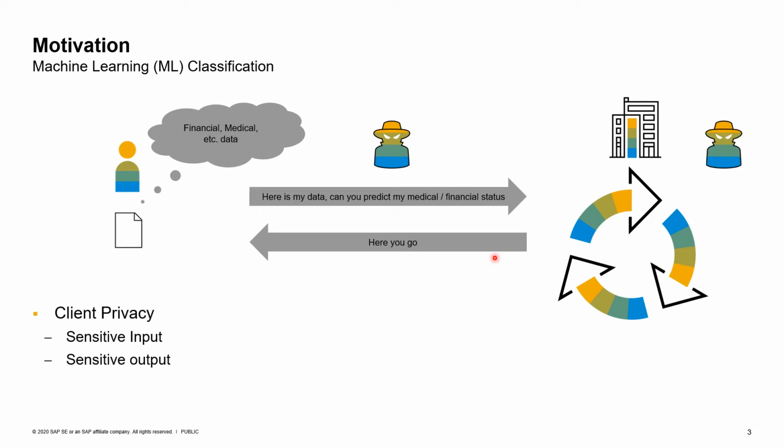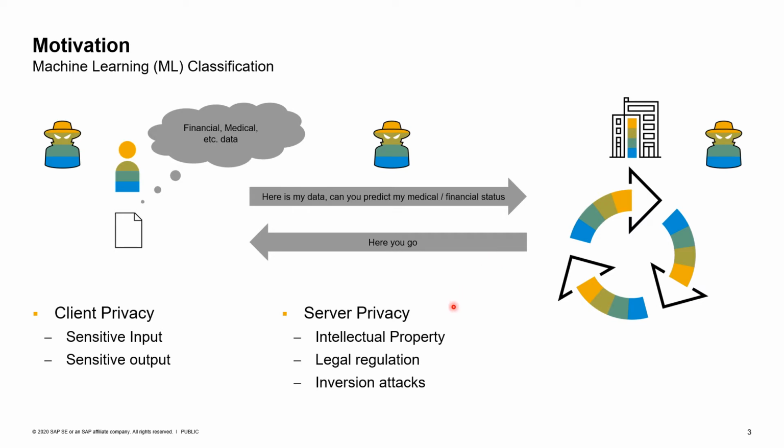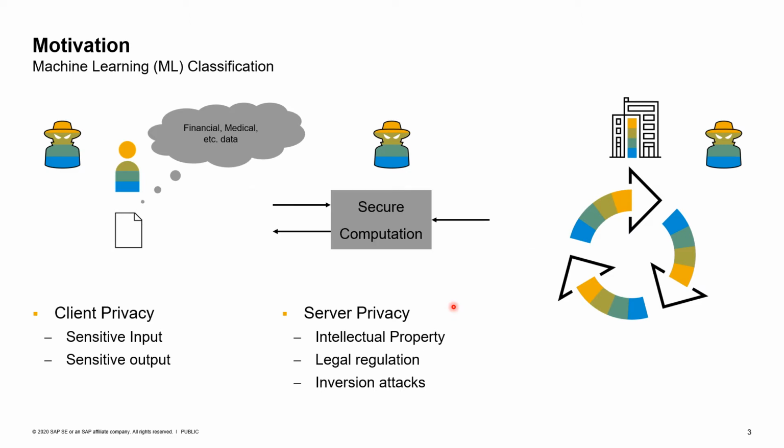Unfortunately, the data of the client could be sensitive, and the computation and the output of the computation as well could be sensitive. On the other hand, the server model could contain intellectual property. Regulation might also require not revealing the model in public, because evasion attacks can leak information on the training data. So we'll be dealing with secure computation that protects both the privacy of the client input and the privacy of the server model, and the computation should reveal only the result of the computation, and only to the client.